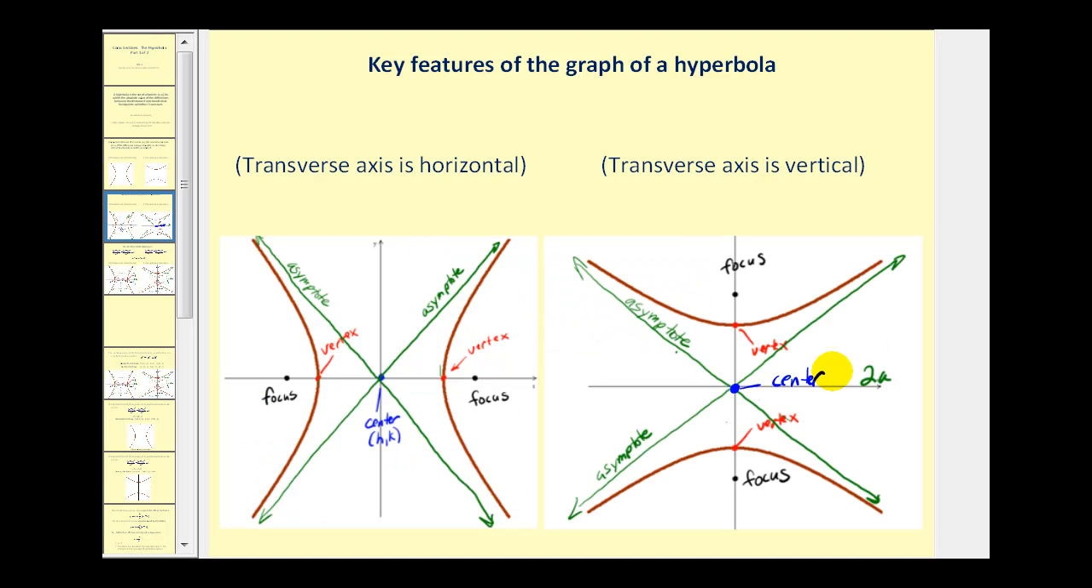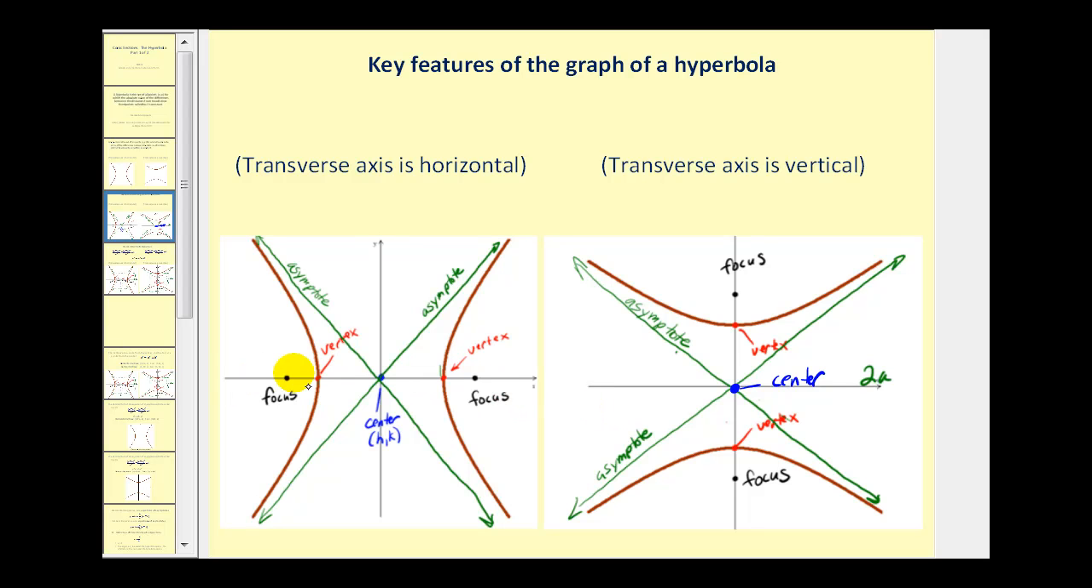Let's first take a look at some of the key features of the graph of a hyperbola. First thing you'll probably notice is that hyperbolas can open left and right or up and down. And that's based upon whether the transverse axis is horizontal, as we see here, this is the transverse axis, or whether the transverse axis is vertical, as we see here. Hyperbolas have a center, as we see here in blue. Hyperbolas also have 2 points that are on the hyperbola and on the transverse axis called vertices, as we see here in red and here in red.